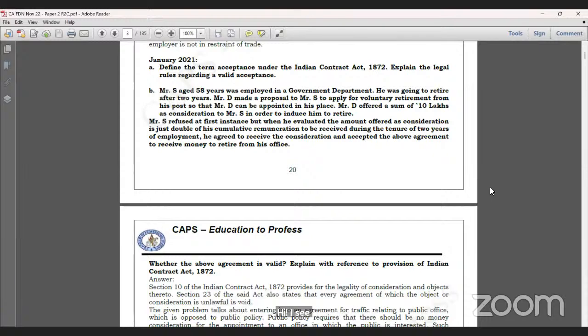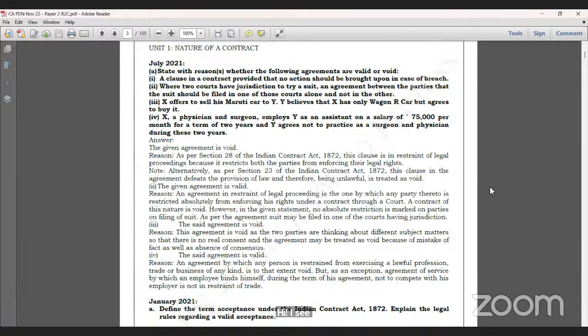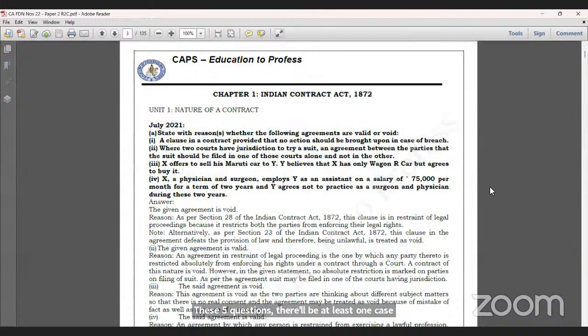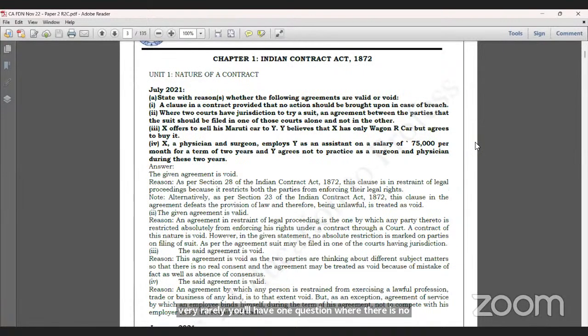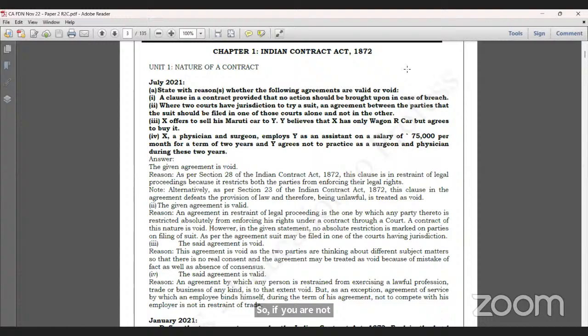Out of each of these 5 questions, there'll be at least one case law in each of these. Very rarely you will have one question where there is no case law. So if you are not interested in doing case studies, or you are very poor in understanding the cases, you'll anyway have to attempt at least 3 with case studies. Only one question might very rarely be without a case study. Then you can attempt that, if you are good at theory and memorizing.